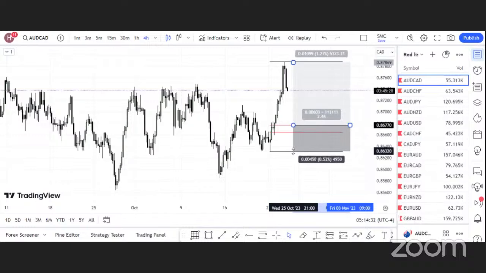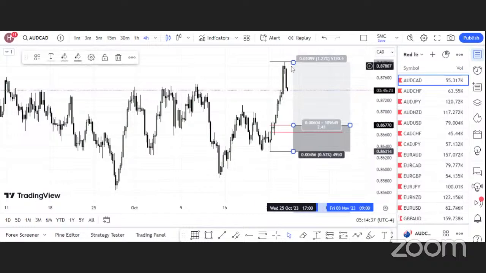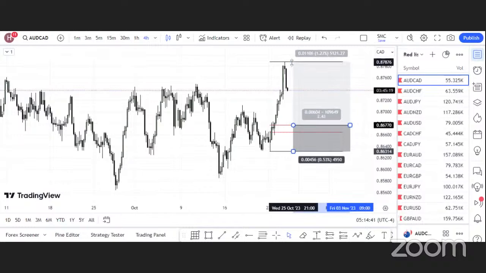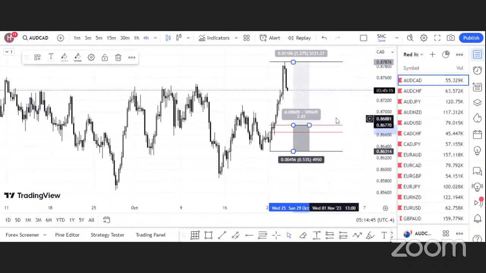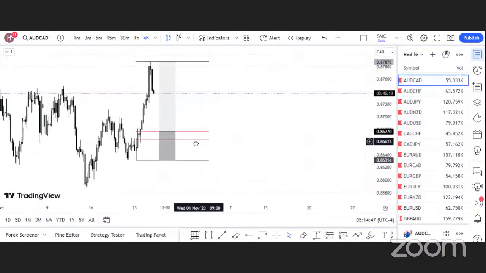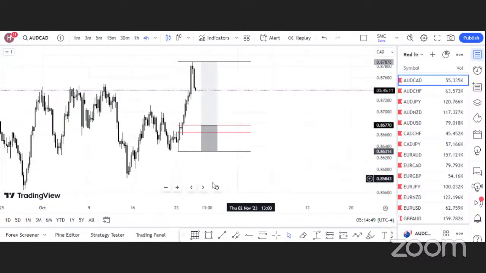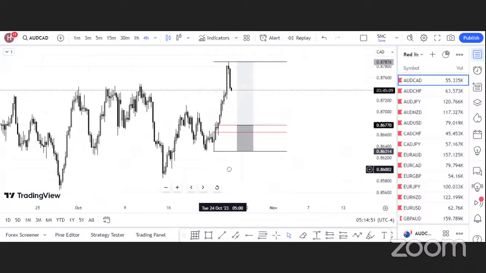See? So see how the market always respects that. See? So this is the proper way to use the Fibonacci tool.